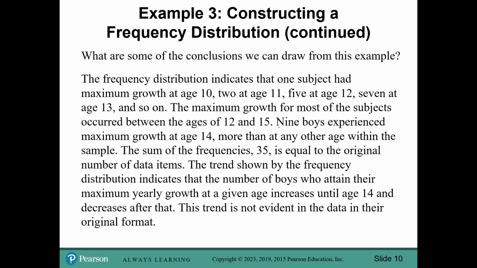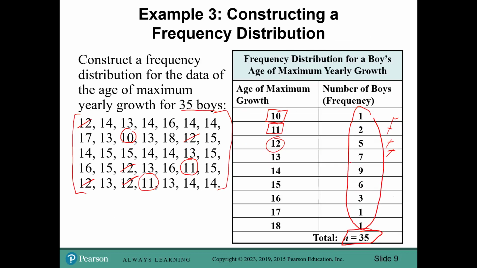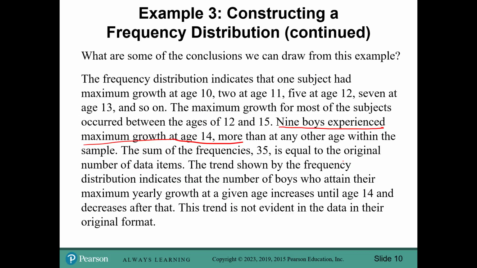If I look at this statement here, 9 boys experienced maximum growth at age 14, which is more than any other number. That's the biggest number here that we have. The sum, 35, is equal to the original number of data items. Like I'd mentioned, it has to be.